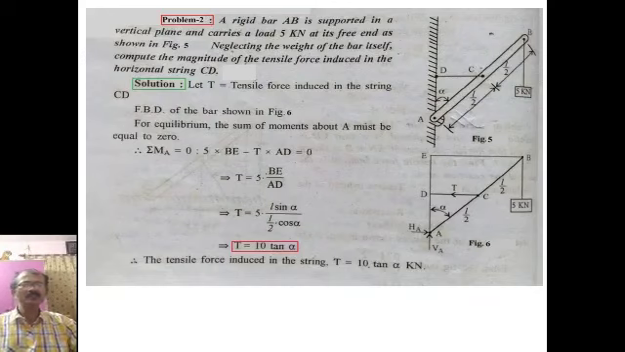For equilibrium, the sum of the moments about point A must be equal to 0. So, summation of M_A equals 0. So, 5 into BE, that is the anticlockwise moment, minus T into AD equals 0. So, finally, T equals 5 into BE by AD. So, T equals 5 into L sin alpha by L by 2 cos alpha, and T equals 10 tan alpha. So, the tensile force induced in the string T equals 10 tan alpha kilonewton.